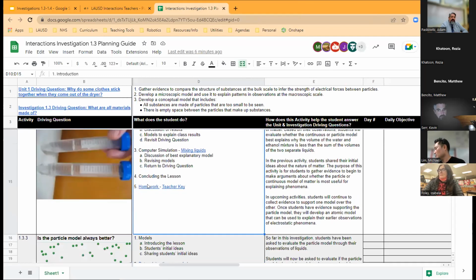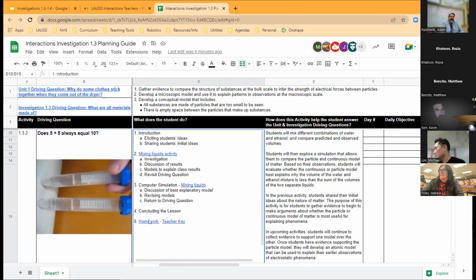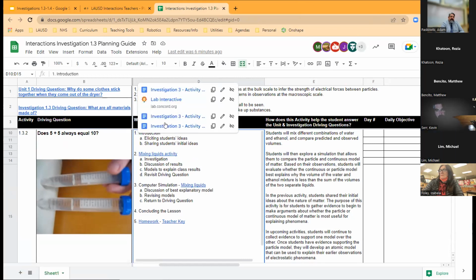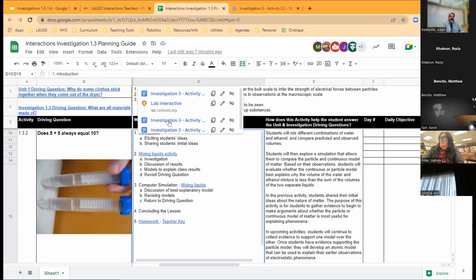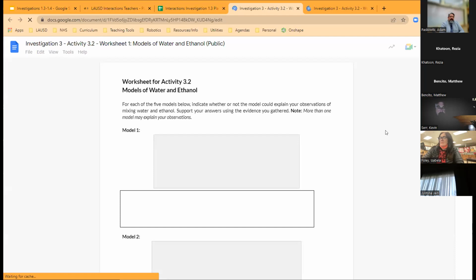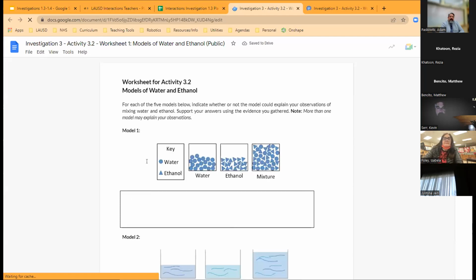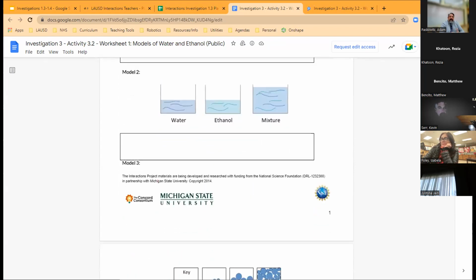We have a little homework reading on, and this actually involves some visuals as well. So this is the teacher key, and we have this homework reading where students look at some different models of water and ethanol, and so they have to visually say which one is the better model.